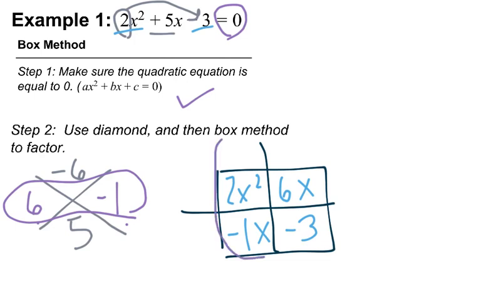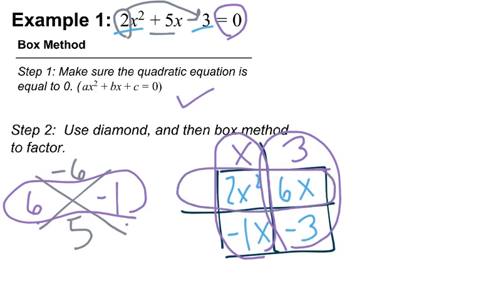So I'm going to start here. What do 2x squared and -1x have in common? All that they really have in common is x. I'm going to look over here. 6x and -3, they're going to have 3 in common. Now I'm going to go left to right. 2x squared and 6x, they have 2 and x in common. And lastly, -1x and -3, they're both negative and they both have 1 in common. And we have successfully factored.